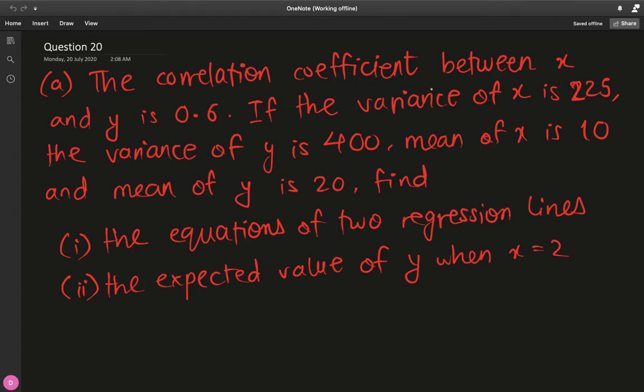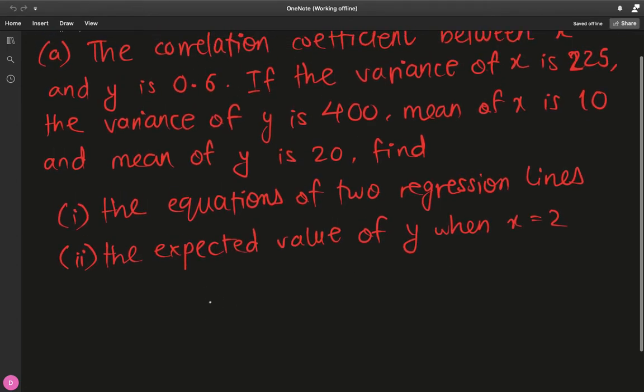The correlation coefficient between x and y is 0.6. If the variance of x is 225 and the variance of y is 400, mean of x is 10 and mean of y is 20, then find the equations of two regression lines and the expected value of y when x is equal to 2. So let's just write whatever is given to us. So the correlation coefficient, we officially by convention call it r, is 0.6.